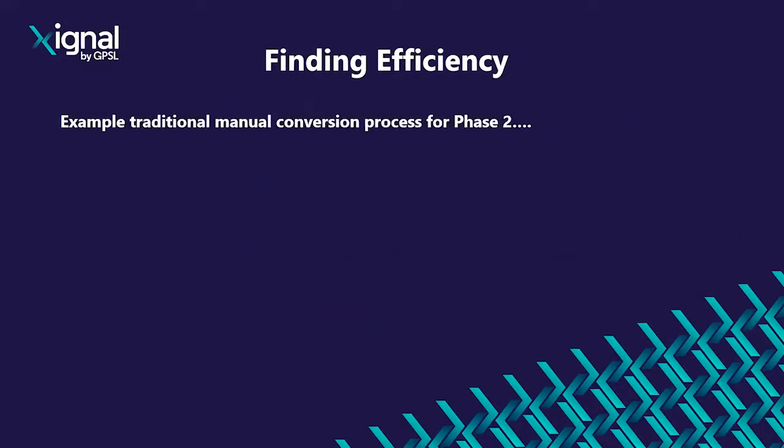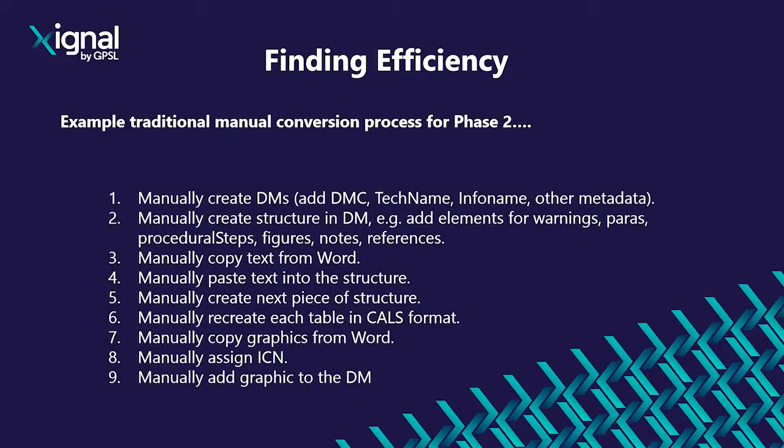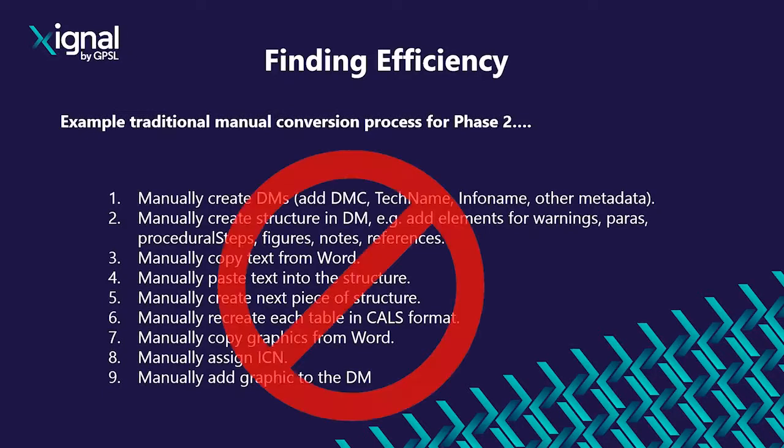As an example of what a manual conversion process would look like for that phase, it would be these kinds of steps. We'd manually be creating data modules. We manually have to create the structure in the DMs, manually copy data from Word, and paste it into the structure. And if you imagine that's tables as well, recreating tables in the S1000D CALS format, manually copying graphics and assigning them ICNs and adding them to the data modules. So we don't really want to be doing that.